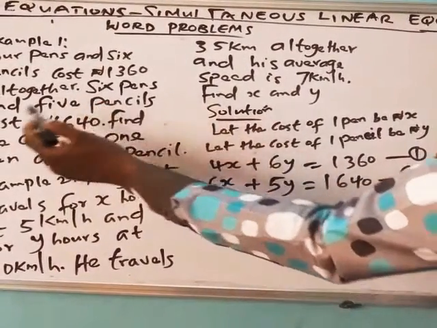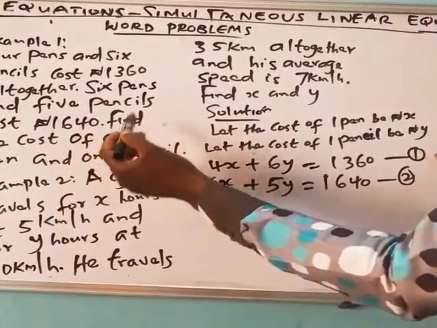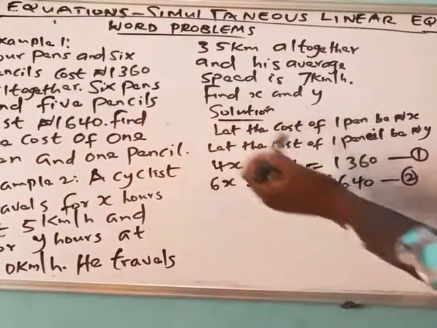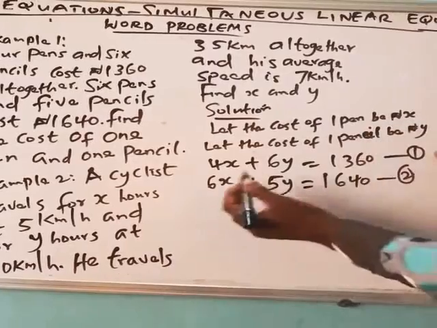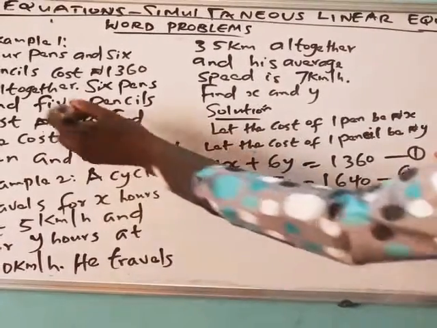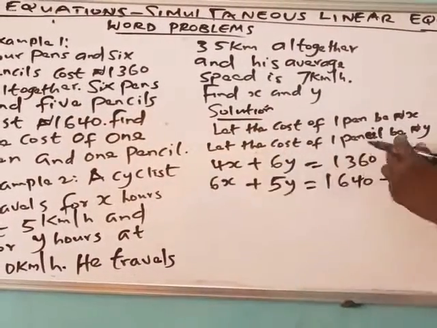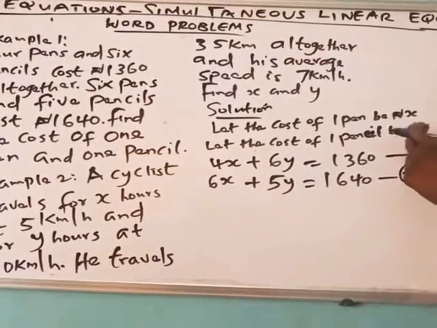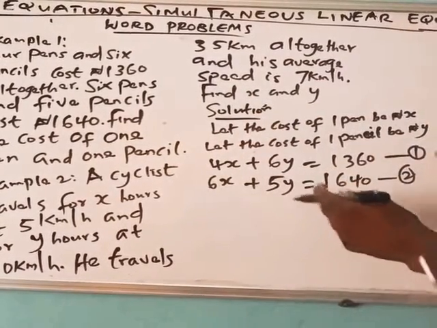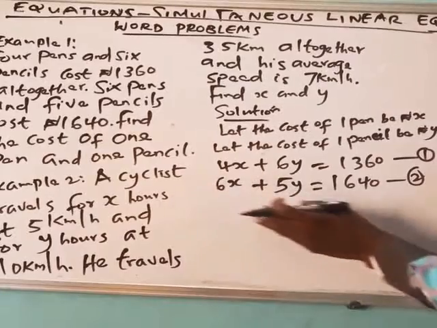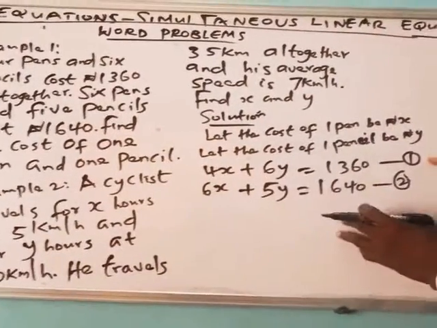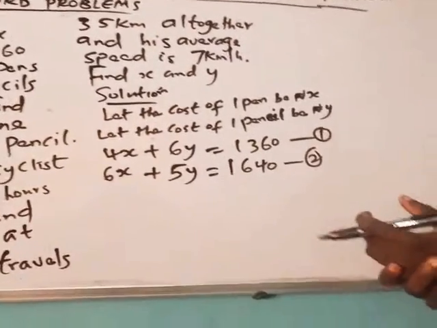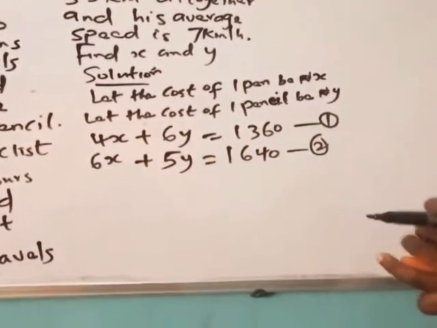Similarly, 6 pens and 5 pencils cost 1,640. So 1 pen is X naira, so 6 pens will be 6 times X, that is 6X naira. Then we have 5 pencils, so 1 pencil is Y naira, so 5 pencils will be 5 times Y, that's 5Y naira. But when you total this money together, it gives you the total amount of money that was bought, which is 1,640. They form simultaneous equations. Now we can use any method that we want.